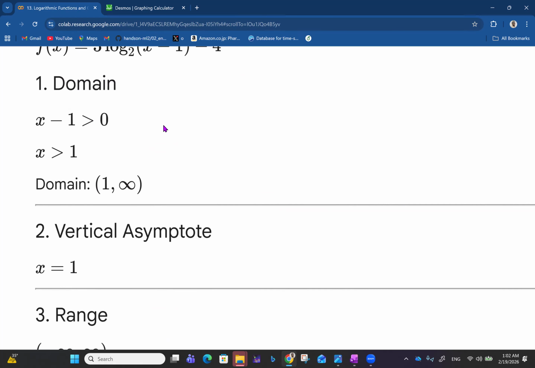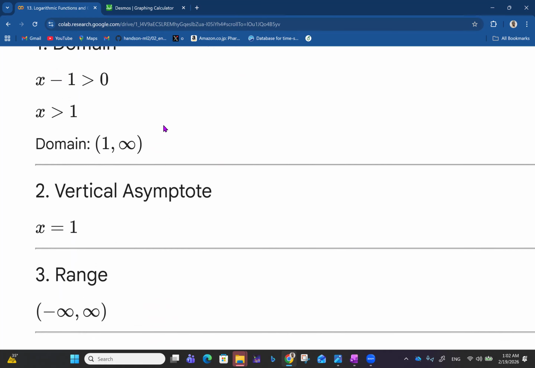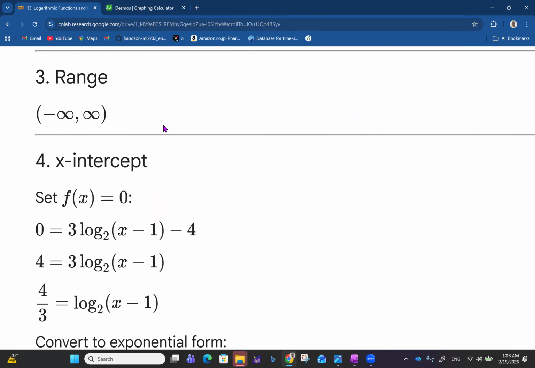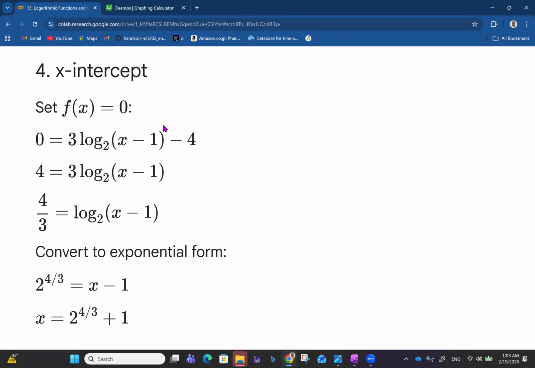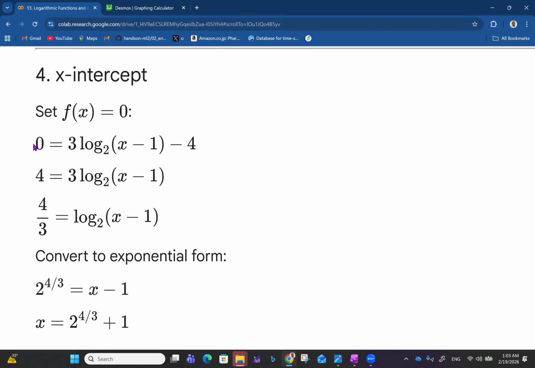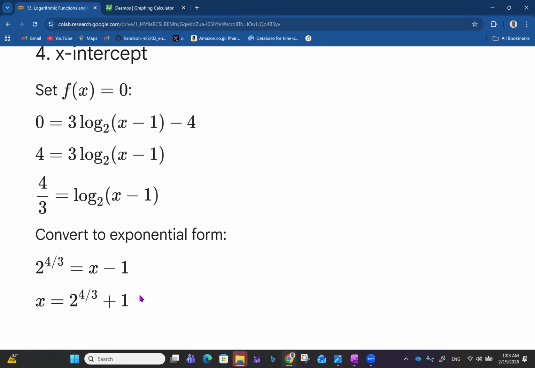And then the range is minus infinity to infinity. To get the x-intercept, you equate y to 0. So it sets this to 0. You have 4 over 3, then log to base 2. So you have 2 raised to 4 over 3 equals x minus 1. So the exponential form is now x equals 2 raised to 4 over 3, plus 1. So this is the x-intercept in that case.